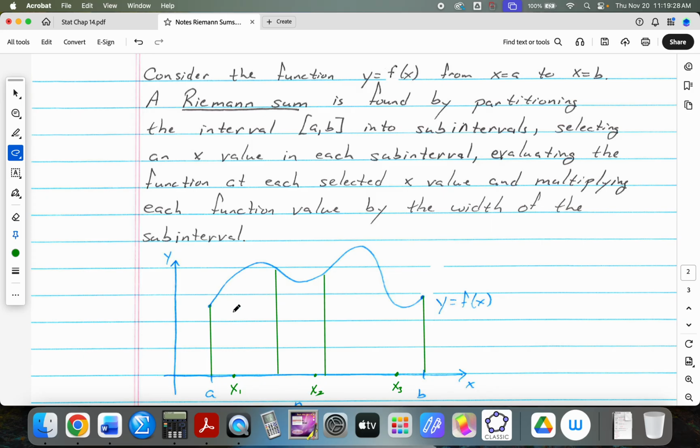Then what we're going to do is find the y value, f of x1. And then the y value here, f of x2. And the one over here, f of x3.